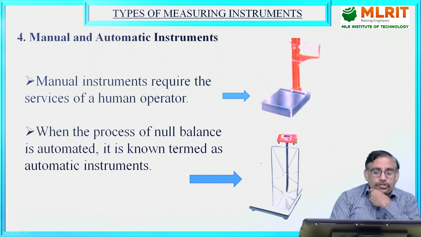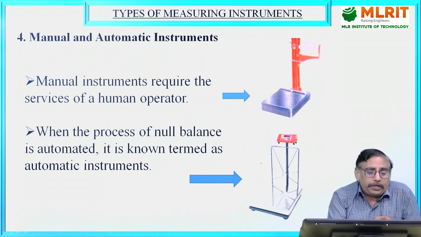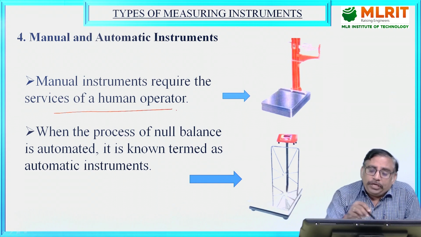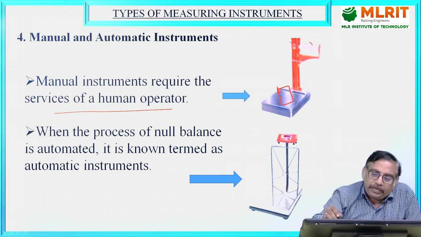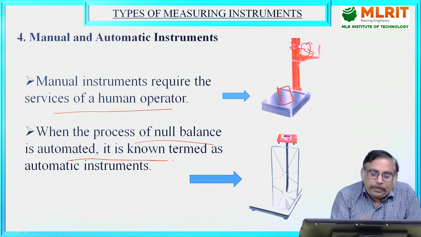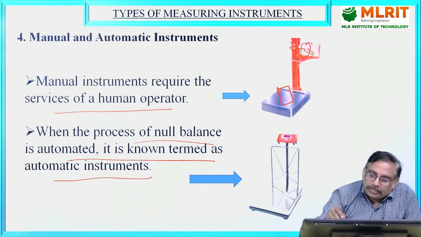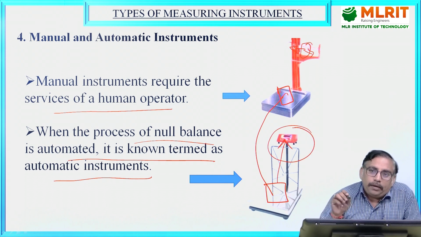Manual or automatic instruments. See, the weighing balance is the best example for manual and automatic. Manual instruments require the service of a human. Here, if you place any weight on this platform, you are supposed to have human intervention where we can move this on the scale such that it will be balanced perfectly. But when the process of null balance is automated, it is termed as automatic instruments. In this, the same weight, if you keep it here, a display will directly come. So here there is no need of intervention at the measuring spaces or measuring quantities.